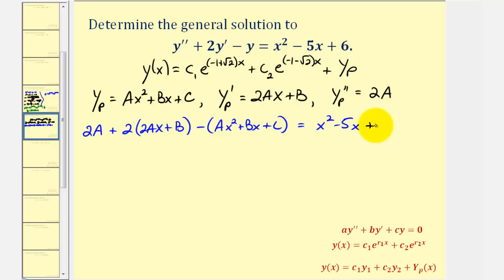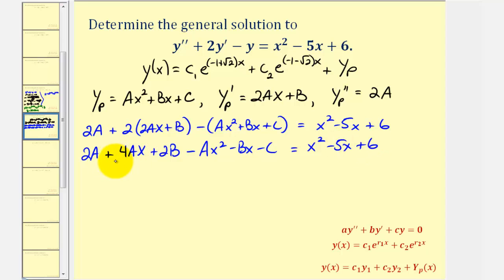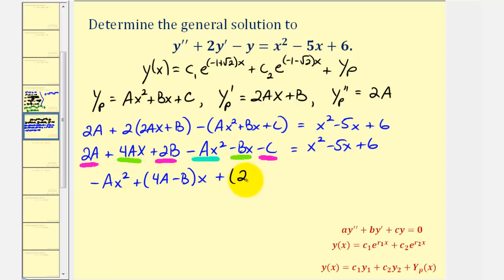minus 5x plus 6. And now we'll clear the parentheses on the left, so we'll have 2a plus 4ax plus 2b minus ax squared minus bx minus c. And now we'll group the x squared terms, the x terms, and the constants. So notice how there's only one x squared term, and there are 2 x terms, and there are 3 constant terms. So we'll have negative ax squared, and now we're going to factor out the x from the 2 x terms, so we'll have plus the quantity 4a minus b times x plus the constant terms, which will be 2a plus 2b minus c. This is still equal to, let's say, 1x squared minus 5x plus 6.